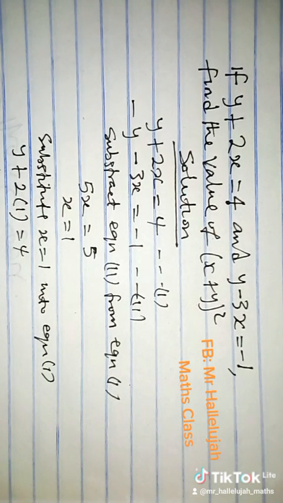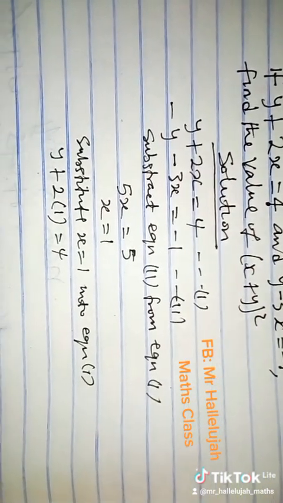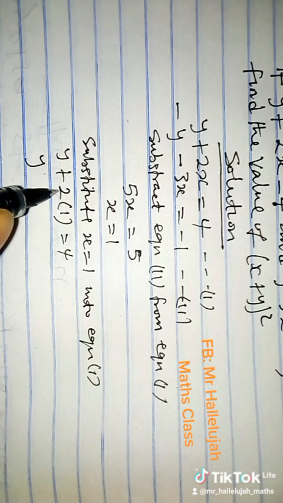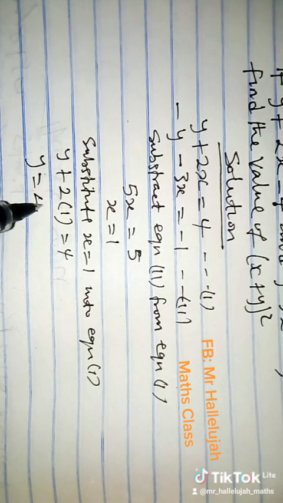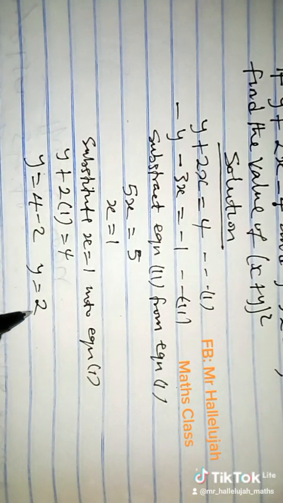So now 2 multiplied by 1 will give us 2. It simply means that y is equal to, if we subtract 2 from both sides, 4 - 2, which simply means that y is equal to 2.